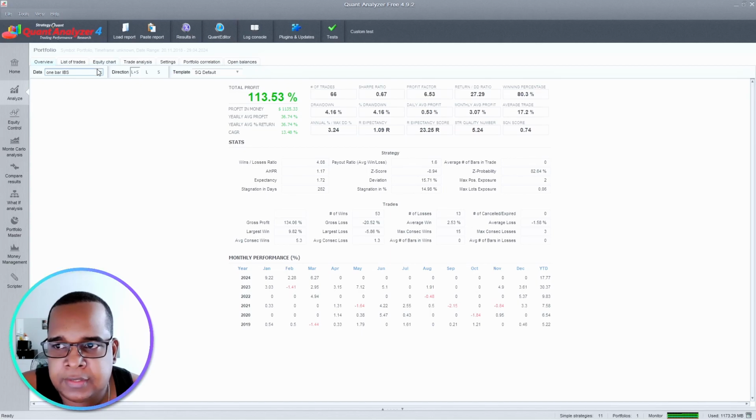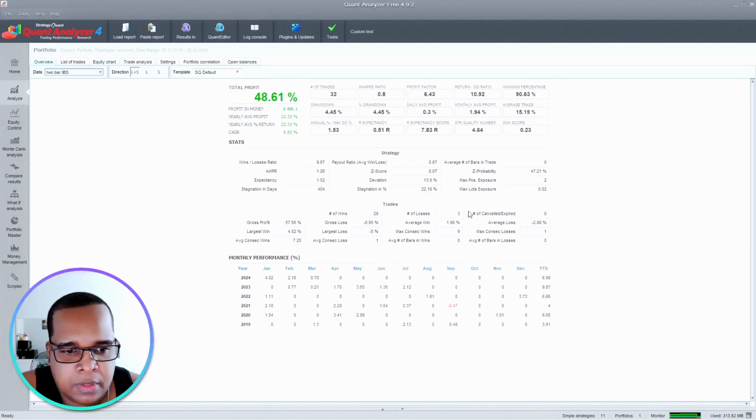So if we look at the 2 bar IBS now, again you see here we have even less trades, right? And 3%, 8%, 6% a year, which is fine, and it only brought us up to 48% after 5 years.